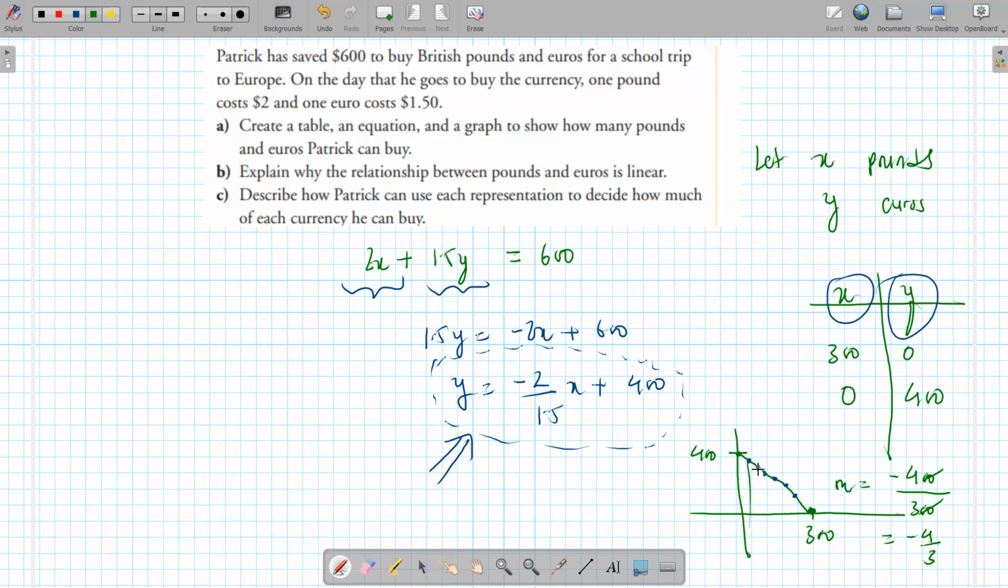So he can pick any point on this line, right? He can pick any point on this line. There's an infinite number of points that he can pick. But question to you, is X and Y, right? Again, remember, X is the number of pounds, Y is the number of euros. Is this a discrete variable or is this a continuous variable?